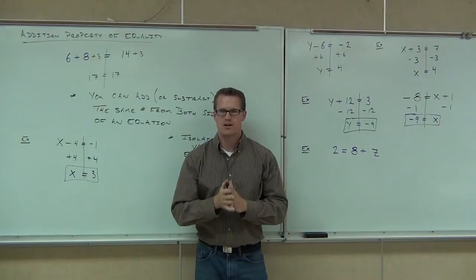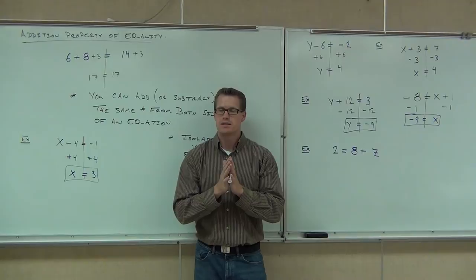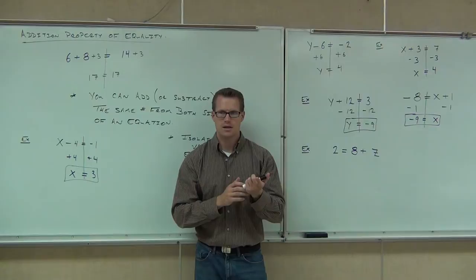What's our variable here? Z. People get a little confused on what to do here. How in the world, or what do we need to get rid of, and how do we do it? What do we need to get rid of here? The 8. Okay. Now, the 8's next to the z. Is it a positive 8 or a negative 8? Positive. Okay. How are we going to get rid of a positive 8 that's being added to z, or that z is being added to?